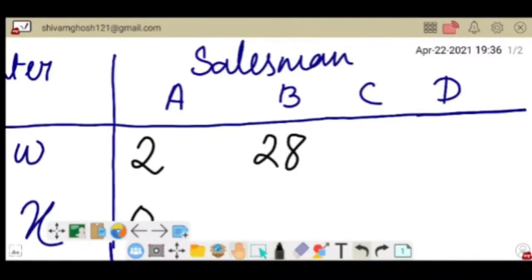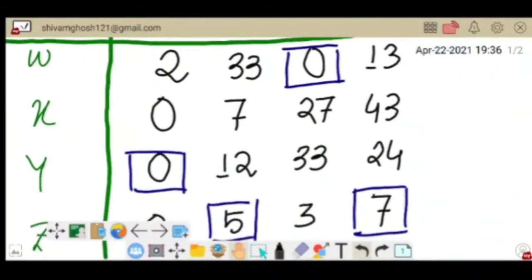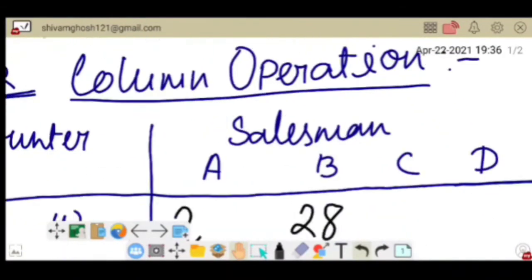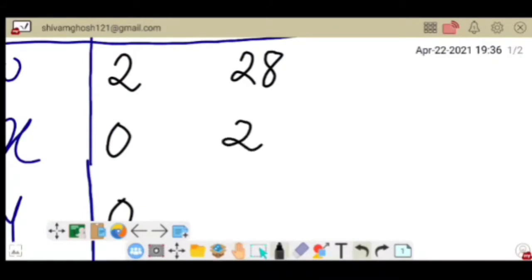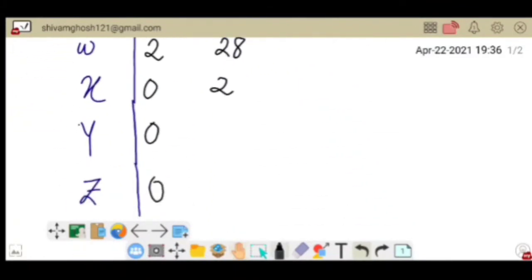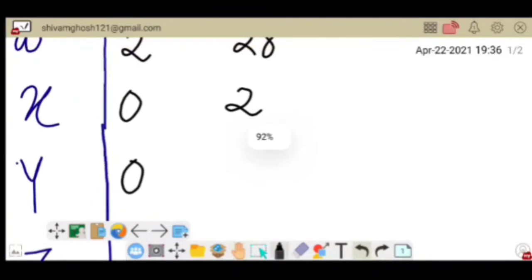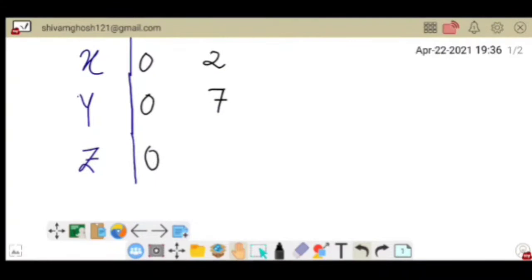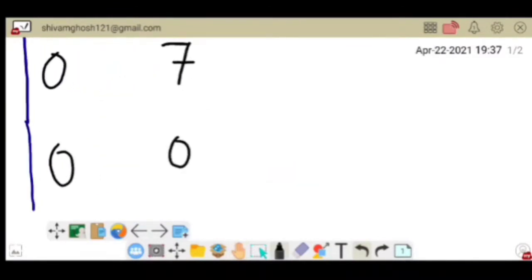In row X the element is 7, so we deduct 5 from 7 and get 2. Next is Y, which is 12. We deduct 5 from 12, so the answer will be 7. In the next row we deduct 5 from 5, so the answer will be 0.